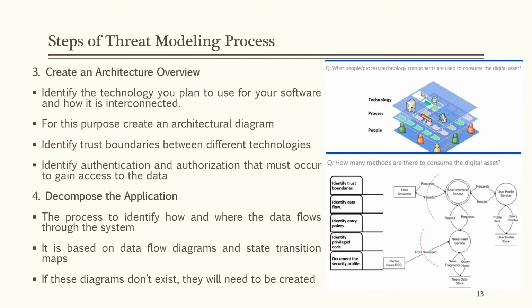Third step is create an architecture overview. Identify the technology you plan to use for your software and how it is interconnected. For this purpose, create an architectural diagram. Identify trust boundaries between different technologies. In simple words, a trust boundary is the extent to which different technologies will interact and share information for the development of a product. You need to determine how secure it is.